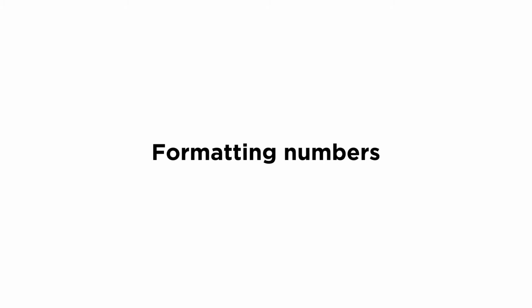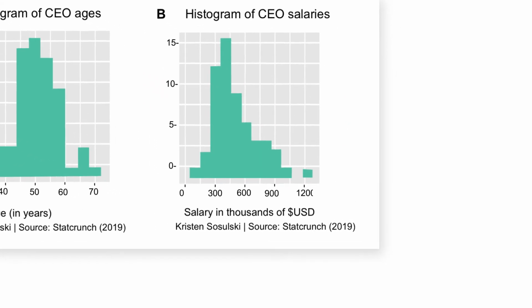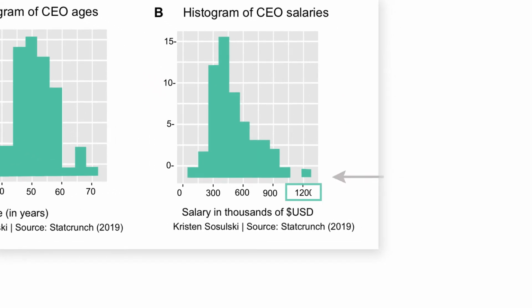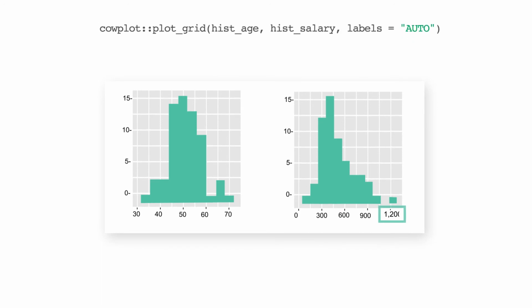Formatting numbers. In the previous example, the x-axis is cut off, and the values need 1,000 comma separators. Just reassign the hist_salary ggplot call to another function called scale_x_continuous. And then we're going to set the parameter label equals scales::comma. Now, replot using plot grid.